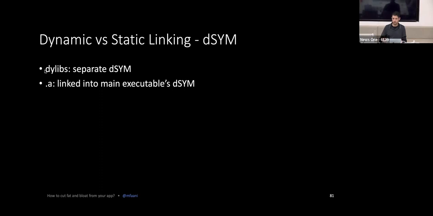Now, this is where it gets interesting, and this is where debug symbols is probably at the heart of my discussion here, and dSYMs. So dylibs, because they're separate binaries, they need to have their own separate dSYM. Static libraries get linked into the main executable. So if there's any dSYM associated with them, they have to get absorbed into the main executable's dSYMs as well.